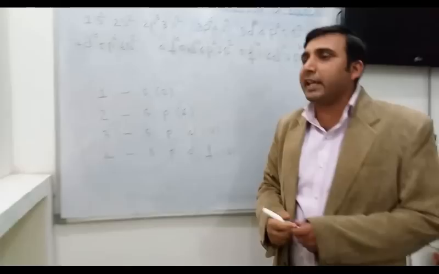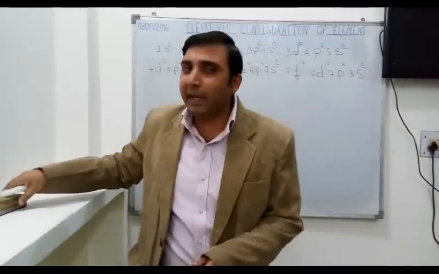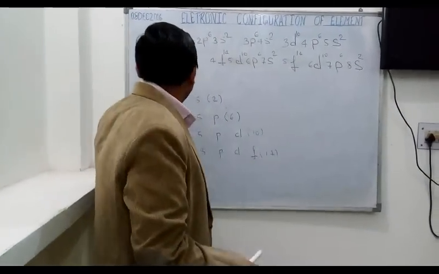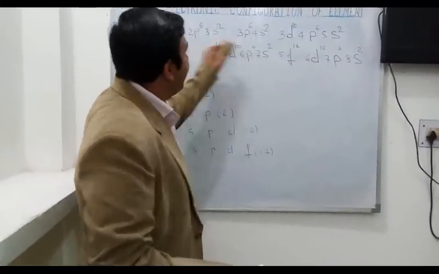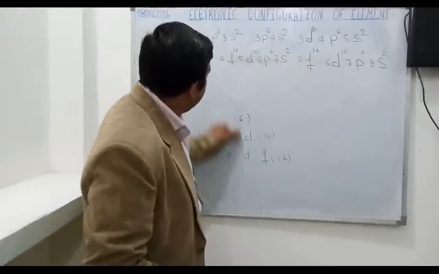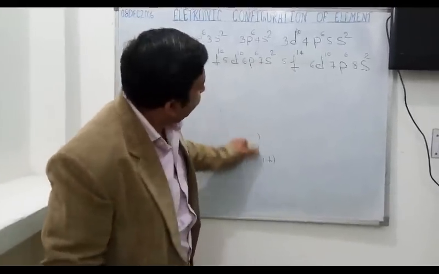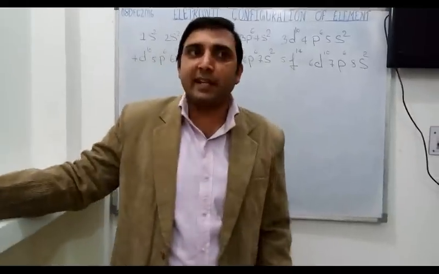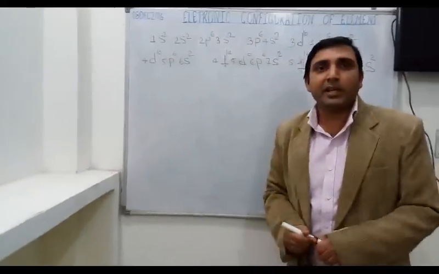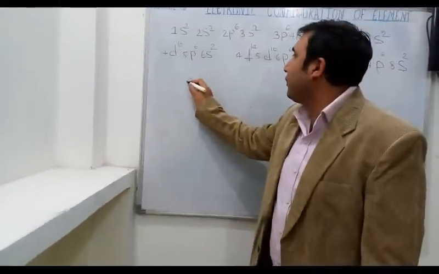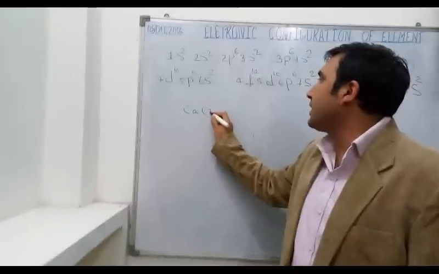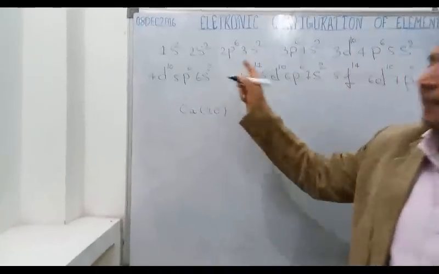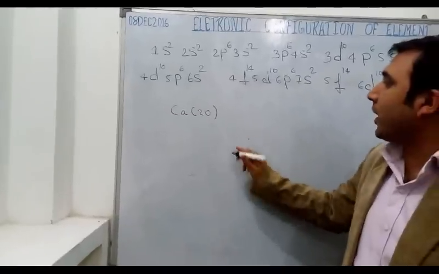Now I am going to take one example to make you clear how to write the electronic configuration by using this pattern. So now I am going to tell you how to write the electronic configuration of calcium. Calcium atomic number is 20. So we have to fill 20 electrons in the same way.